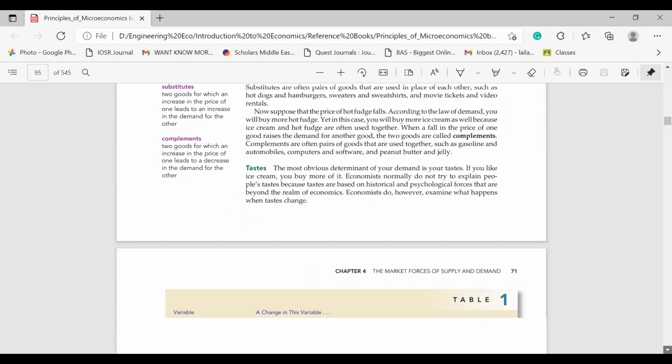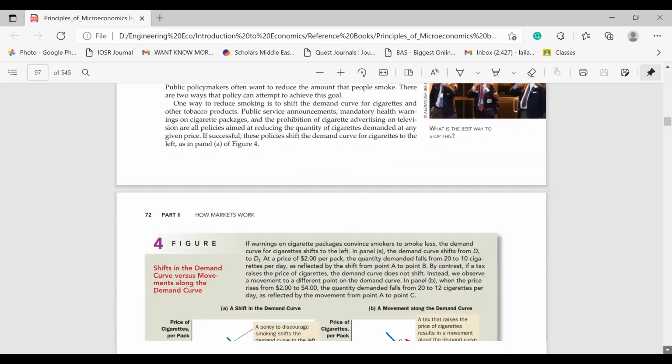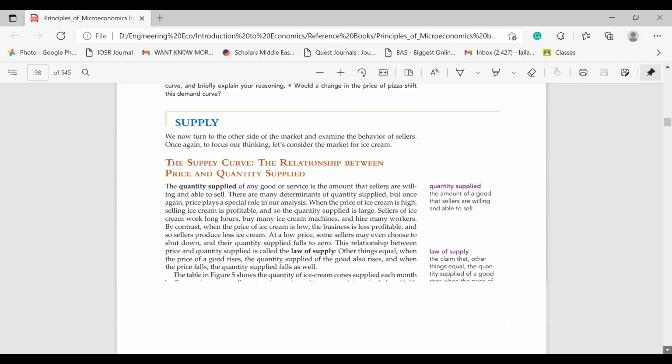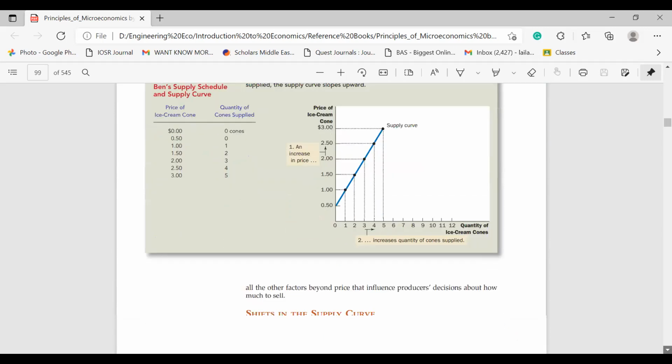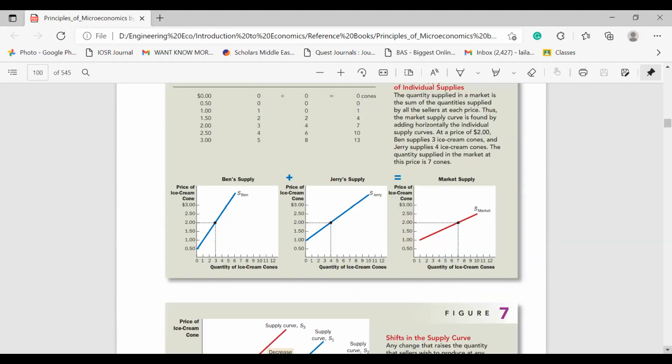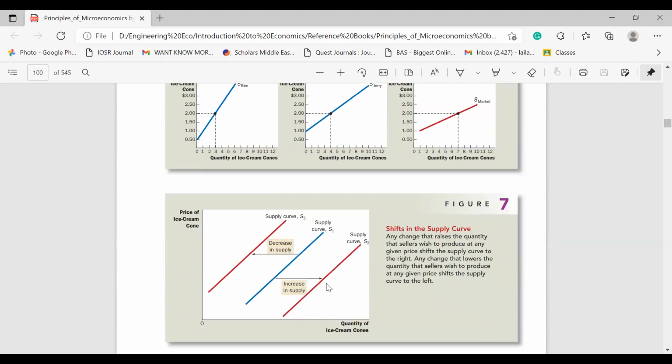Next, we will start the topic, which is supply. Same thing again. What is supply? Then the law of supply. Then again, there will be some reasons why the supply curve will move. That means for some sort of reason, the supply will change. So why the supply will change, or what are the reasons behind it? We will focus on this topic here.